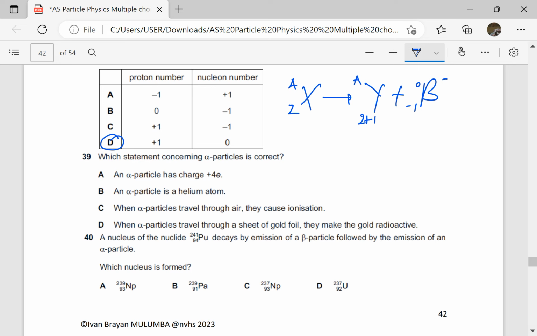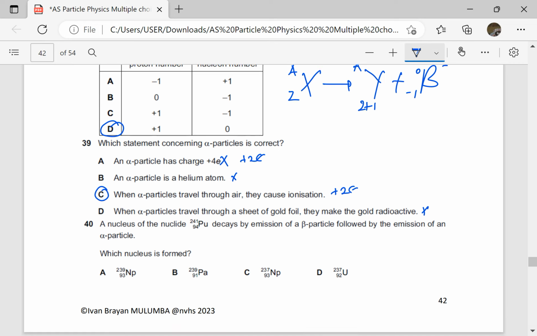Which statement concerning alpha particles is correct? An alpha particle has a charge of positive 2e. Not true, the charge is positive 2e. An alpha particle is a helium atom. Not true, it is actually a helium nucleus. An alpha particle travels through air. They cause ionization. That is very true because they have a charge of positive 2e. When alpha particles travel through a sheet of gold foil, they make the gold radioactive. That is not true. So the answer is going to be C.